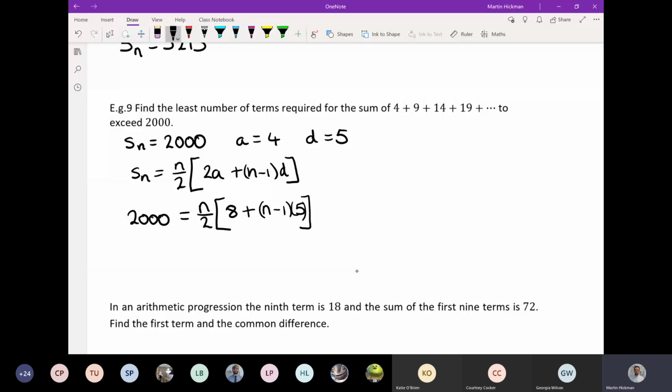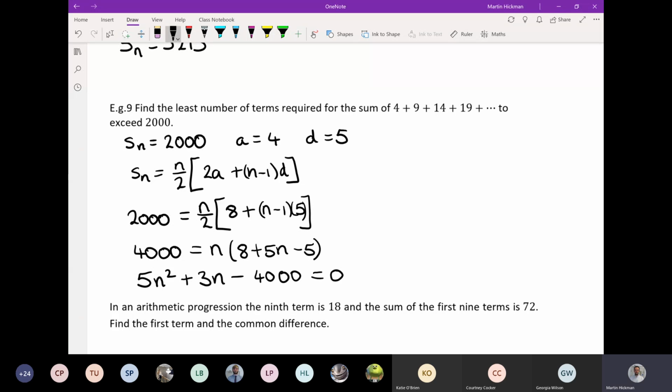And then I can just times both sides by 2 and expand the bracket there. So get 5N minus 5. And then with a bit of rearranging, I'm just running out of room, so I'm probably going to skip a couple of steps here. But by expanding that bracket out and rearranging, we should get this quadratic here: 5n squared plus 3n minus 4,000 equals 0.